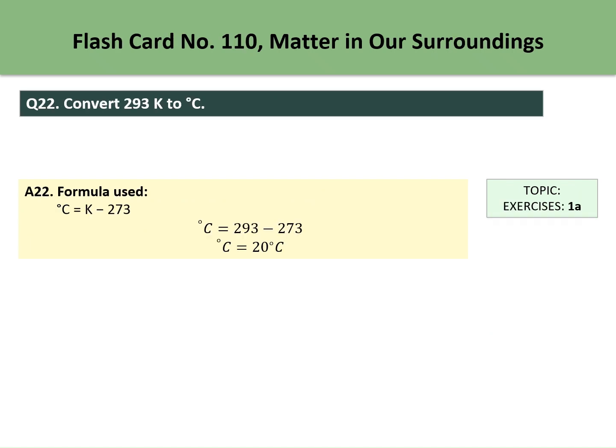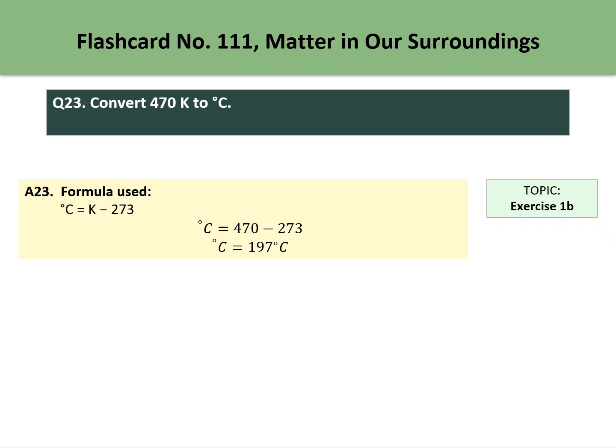Next. Convert 293 Kelvin to degree Celsius. We will use the formula degree Celsius is equal to Kelvin minus 273. 293 minus 273 is equal to 20 degrees Celsius. Again the temperature conversion. Next.